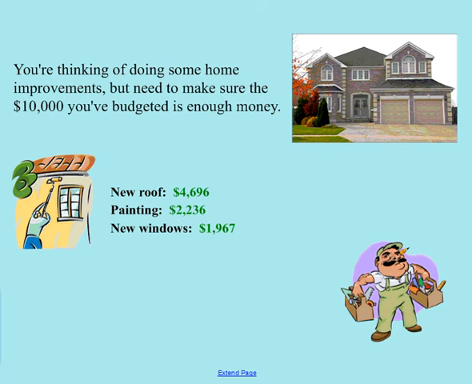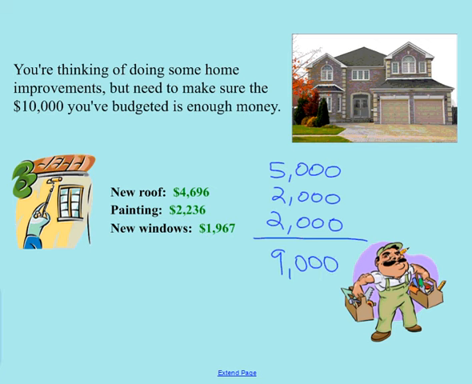So let's round to the nearest $1,000. 4,696 would round up to $5,000. 2,236 would round down to $2,000. 1,967 would round up to $2,000. 5,000 plus 2,000 plus 2,000 would be $9,000. Based on our quick rounding and estimation, you can be pretty confident that your home improvements will come in under budget.